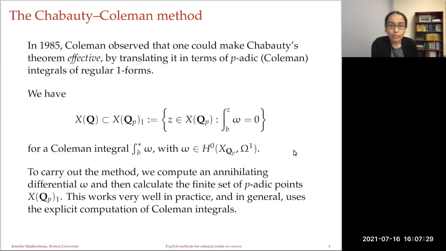So to carry out this method, we would like to compute a basis for the space of annihilating regular one forms, and then to calculate this finite set of p-adic points, X(Qp)_1. We've seen that this has worked out very well in practice. In general, it uses the explicit computation of Coleman integrals to be able to do this linear algebra to construct an annihilating differential.